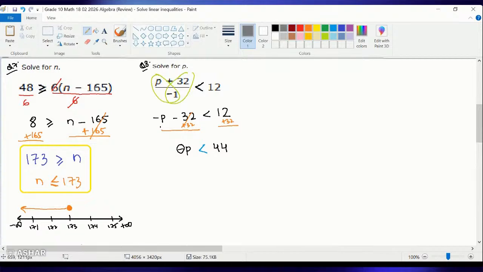Basically, what we are doing is we multiply both sides by -1 and we flip the sign because the variable was negative, right? So -p becomes positive p and this becomes -44. The sign is flipped and this becomes this. Agreed? Because p was negative, we change it to a positive.